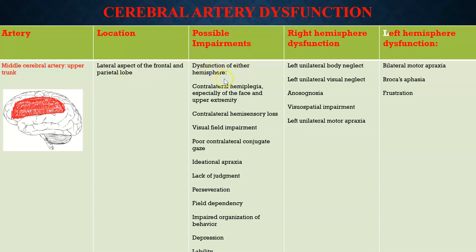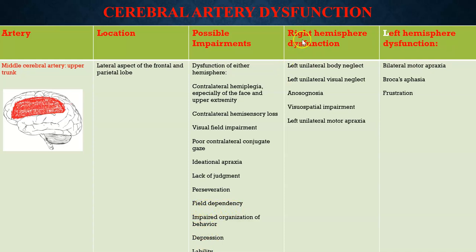So dysfunctions of either hemisphere: contralateral hemiplegia, especially of the face and upper extremity. Contralateral hemisensory loss. Okay, sensory, as I mentioned before, this is the sensory cortex. This is your motor cortex. The sensory loss of one side of the body. Okay, visual impairment. The parietal lobe is also playing a role. Parietal and temporal lobes are playing a role with the visuals too. Ideational apraxia, lack of judgment, depression, field dependency.